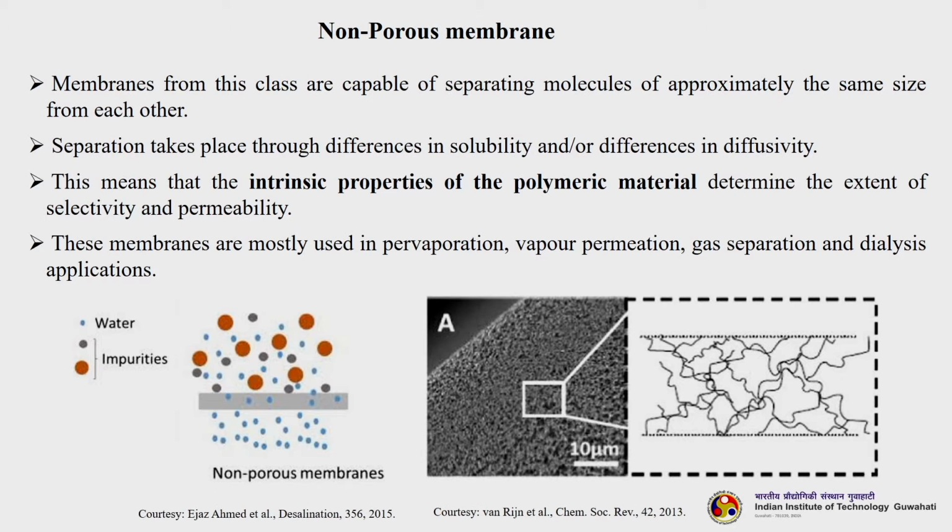Membranes of non-porous nature will separate molecules of approximately the same size from each other. That is the beauty of non-porous or dense membranes. Separation is taking place by virtue of the differences either in diffusivity or solubility. That precisely means the polymeric material of the membrane is determining the extent of selectivity and permeability. These membranes are mostly used in pervaporation applications as well as gas separation and dialysis. You can see an FESEM image of a non-porous or dense membrane here.